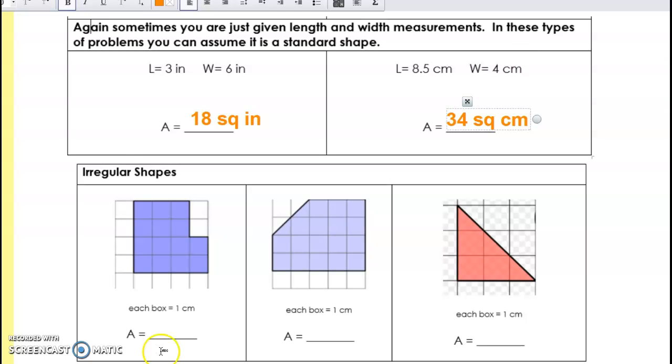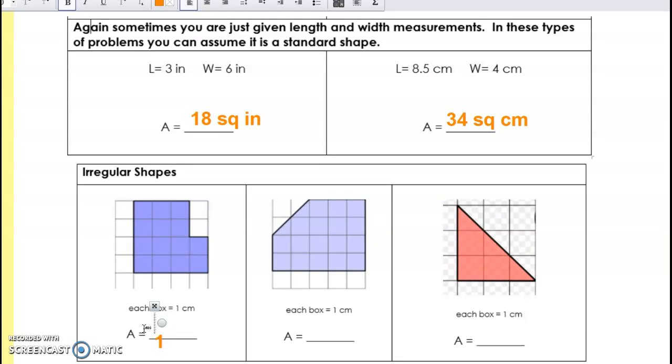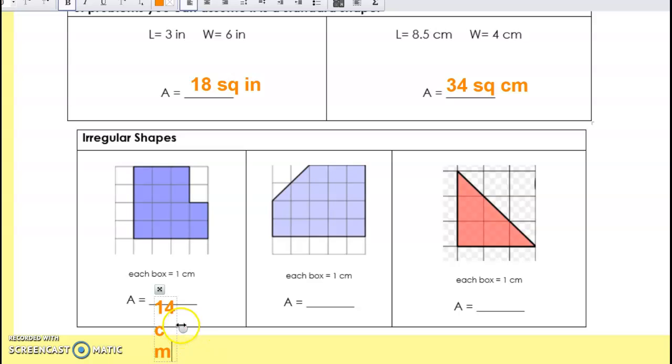Okay, irregular shapes. Irregular shapes are typically shown on a graph, because again, we're talking about square units. In this first one on the left, each box is 1 centimeter. So if we're talking about how many square units are inside, you're going to just add them up, guys. You're going to say 1, 2, 3, 4, 5, 6, 7, 8, and so forth until you get the area of your figure. So if I kept going, we have 14 centimeters. Sorry, guys. And in this problem, I'm just going to use the 2.